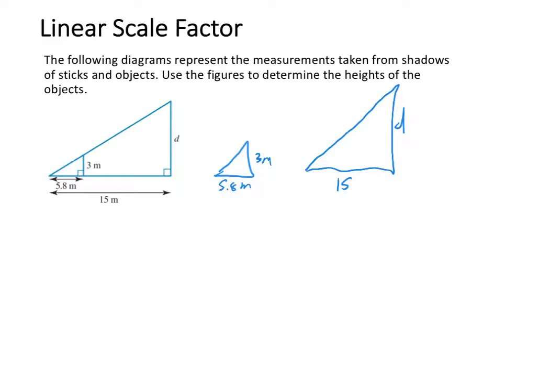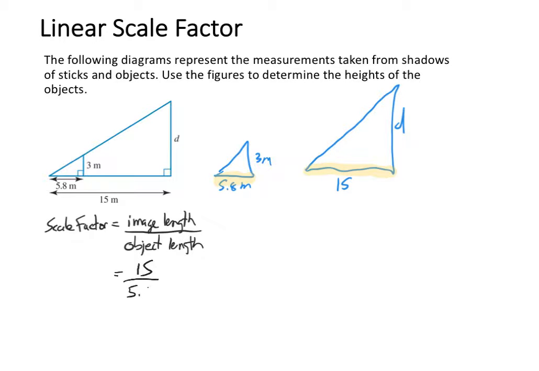Now the first step in completing the calculation is to determine the scale factor. So scale factor is going to equal my image length over the object length. To calculate scale factor, I need a set of corresponding sides that I have the measurements for. Looking at my triangles, I've got 5.8 and the corresponding side is 15. So substituting in, scale factor is equal to 15 divided by 5.8, which is equal to 2.586. So my larger triangle is 2.586 times bigger than my smaller triangle.